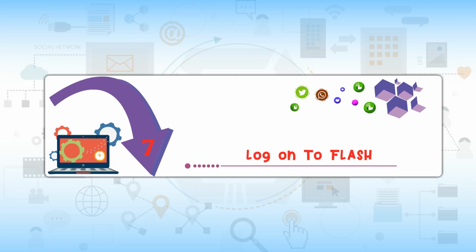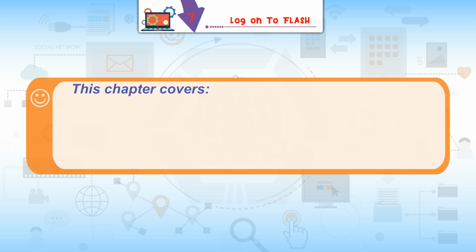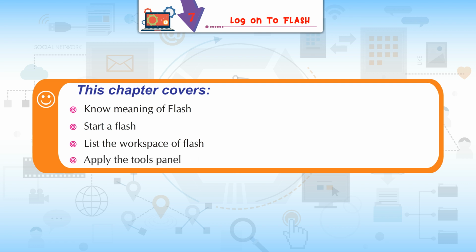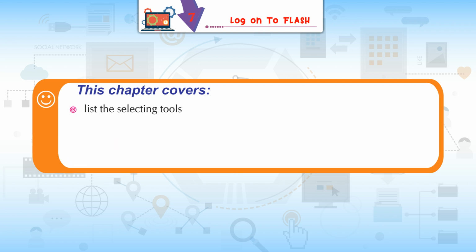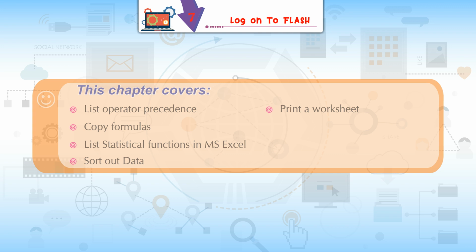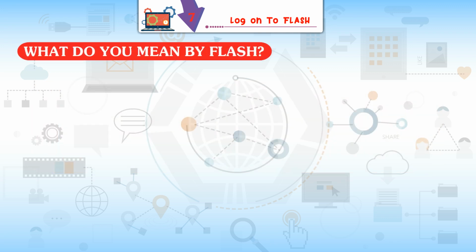Chapter 7. Log on to Flash. This chapter covers: know the meaning of Flash, start Flash, list the workspace of Flash, apply the Tools panel, list the selecting tools, list the coloring tools, list the text tool, create a new Flash document, and apply the frame-by-frame technique to animate. What do you mean by Flash?